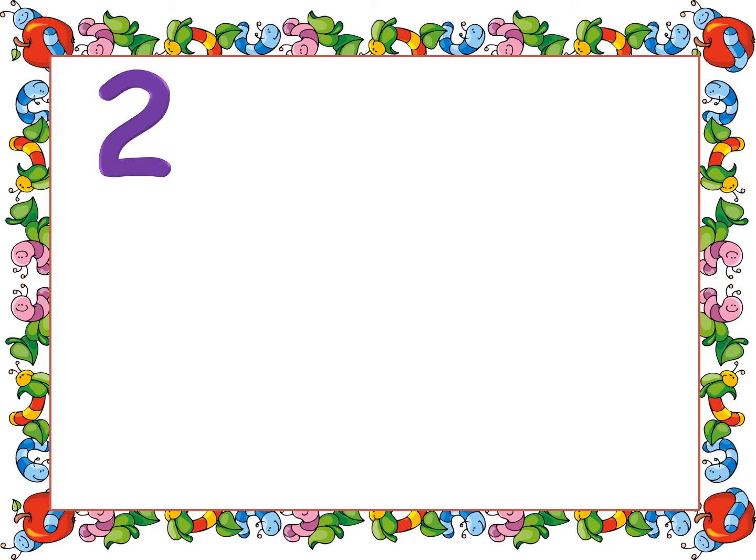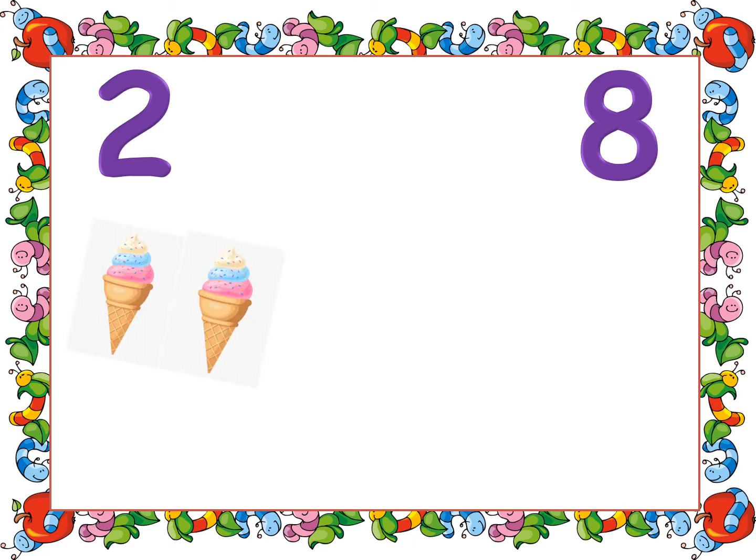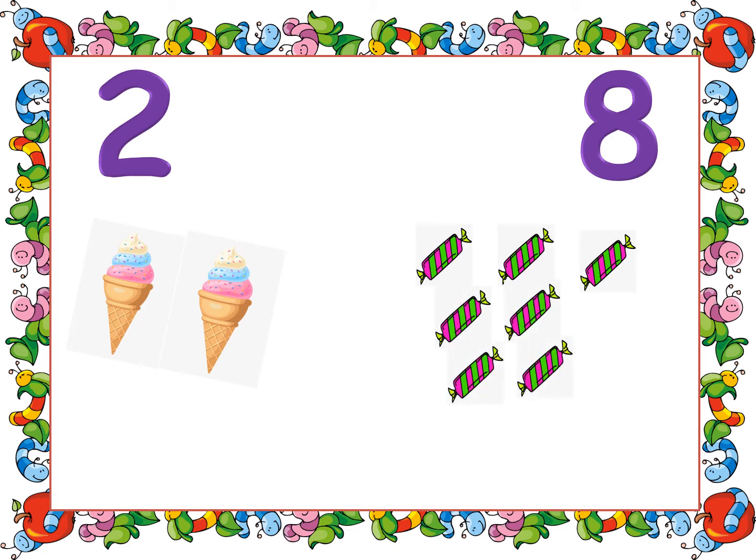We have the number 2 and the number 8. Which is the greater number? Which will the alligator eat? Let's draw objects to know which number is greater or less. 1, 2. 2 ice cream cones. 1, 2, 3, 4, 5, 6, 7, 8. And 8 candies. Okay.